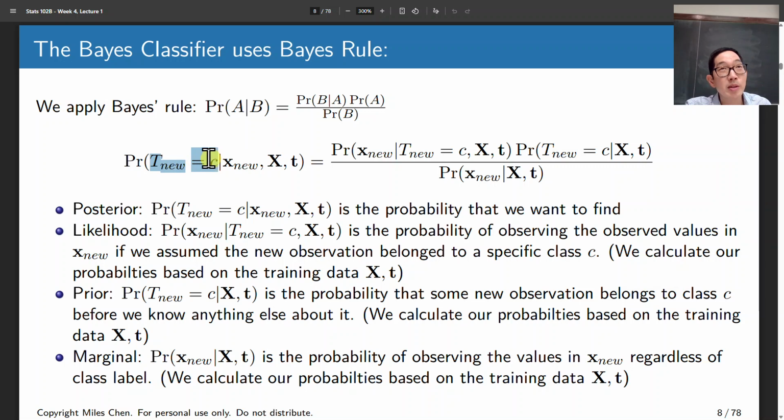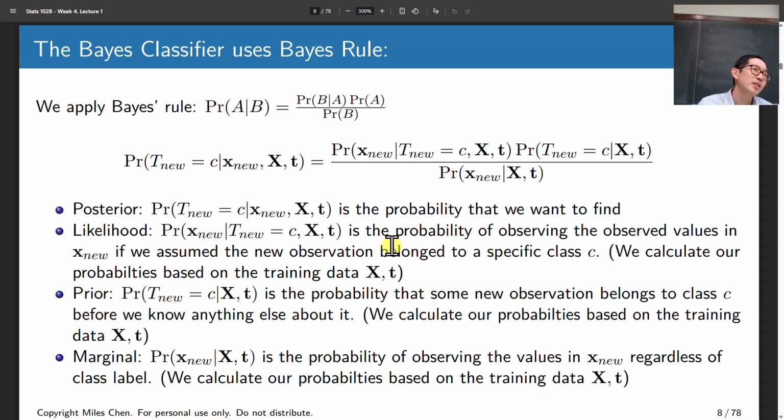Basically the part we want, the A part, is what is the probability it belongs to a certain class, and then the given part B is basically our values in X. And so this is going to be found by finding the probability of X given C. This part is what we call the likelihood. So basically we are going to create a distribution of what X is for each of the different classes C. So it's the probability of observing the values in X if we assume the observations belong to a specific class C.